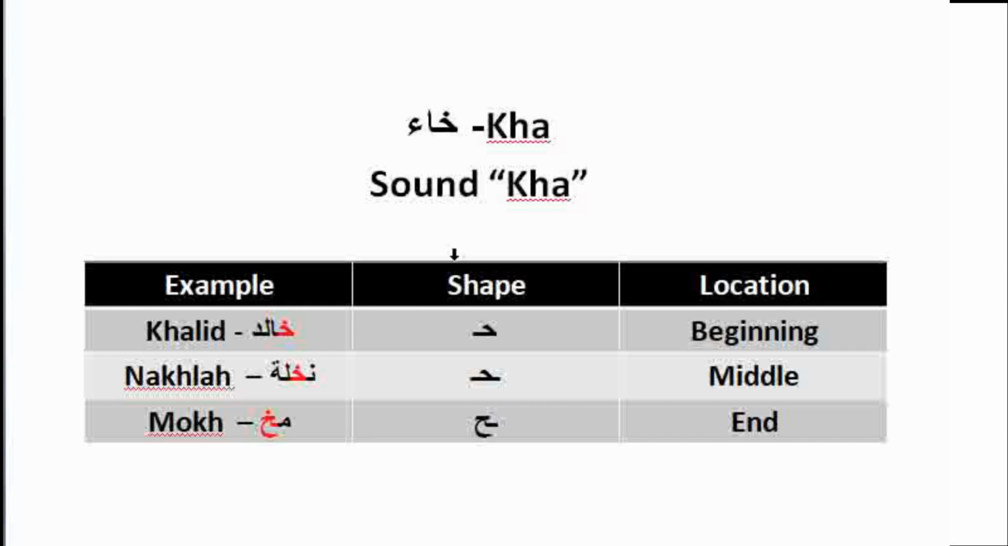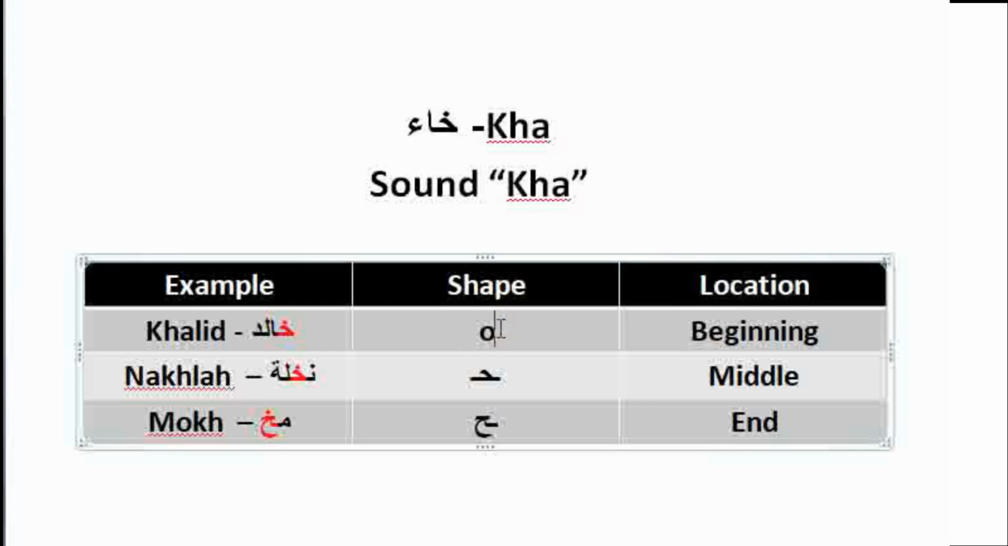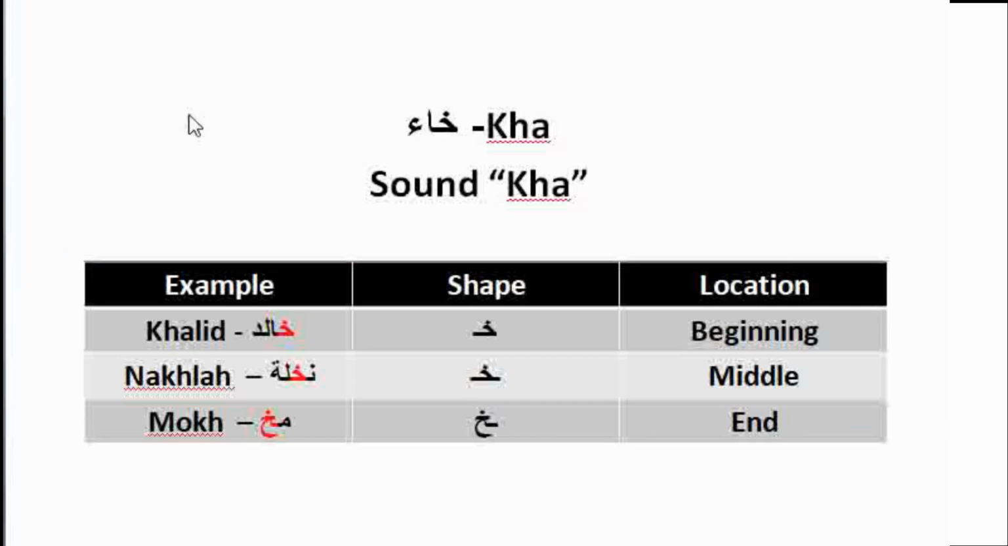So let's see the example of the letter kha. Sorry, this is also again kha. And this is also kha. This is also kha. So the letter kha is characterized by a dot above.